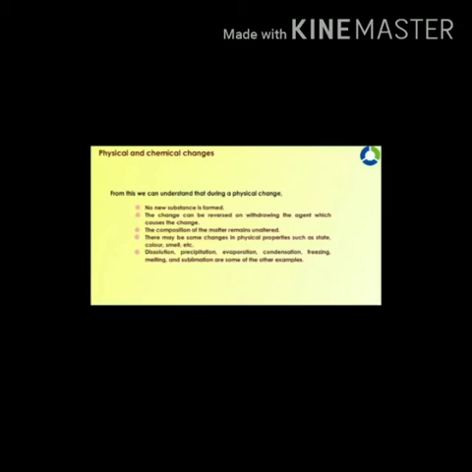Let's move towards our next topic, that is chemical change. A chemical change is a permanent change in which an entirely new substance is formed with different properties.